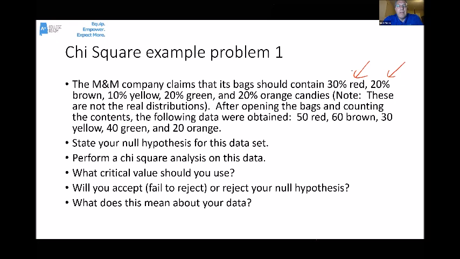So that's the population. If you took all the M&Ms in the world and you counted them and you grouped them, these are the percentages the M&M company says you're going to get. We buy just a bag or two, and we pour them out and we group them. And here's what we get. We get 50 red, 60 brown, 30 yellow, 40 green, and 20 orange.